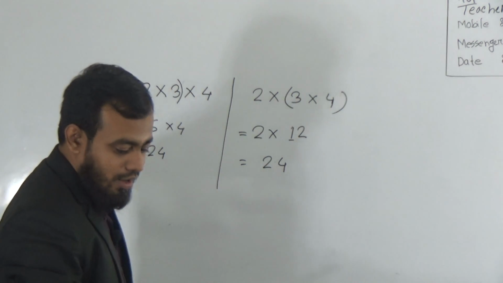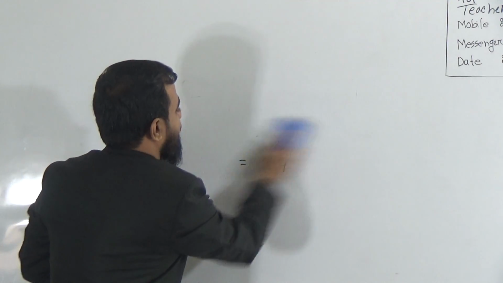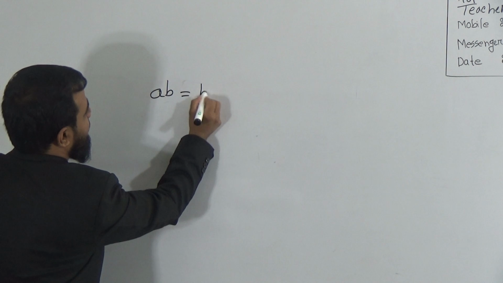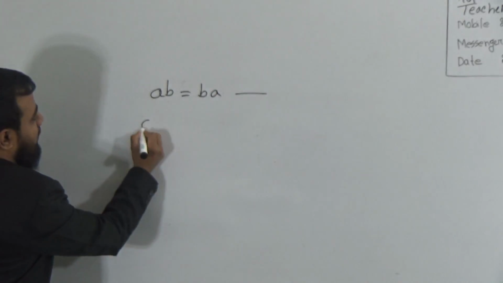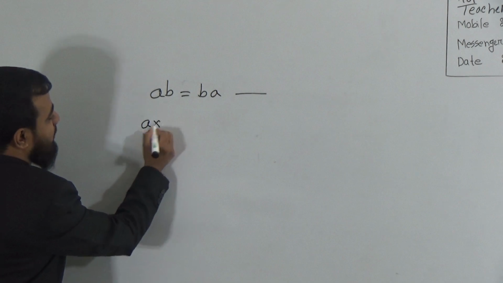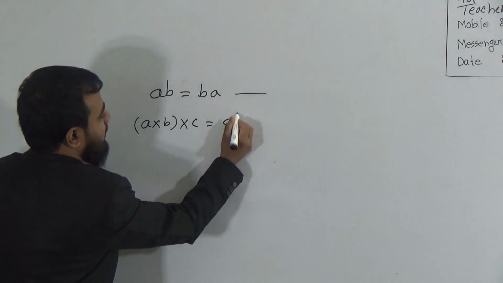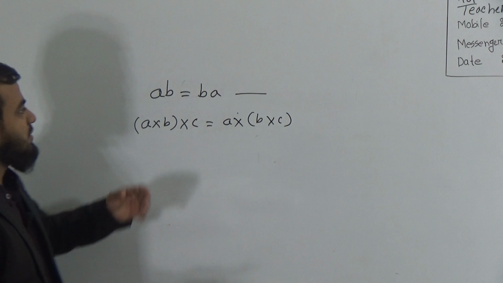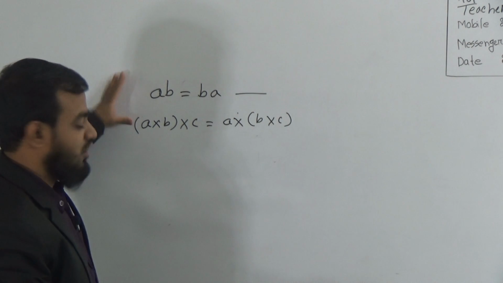The commutative law and associative law we can write down using variables. That means we can write AB equals BA. It is the commutative law. And the associative law is what? A multiplied by B multiplied by C equals A multiplied by B multiplied by C, with the bracket placed differently. This is the associative law. That means multiplication maintains the commutative law and the associative law.